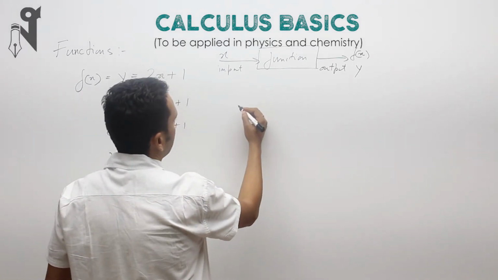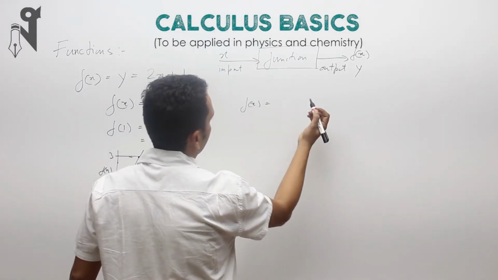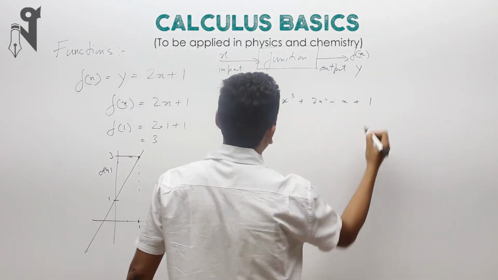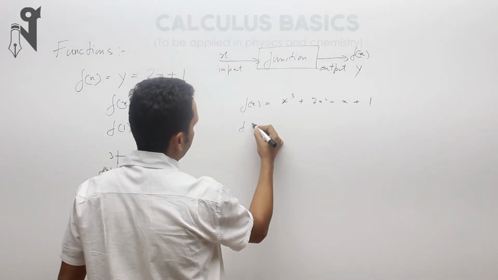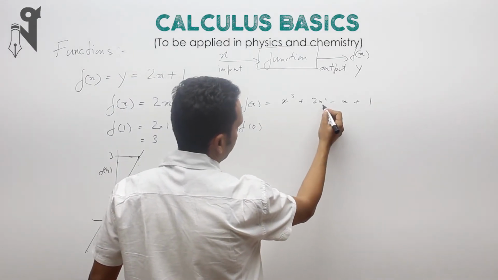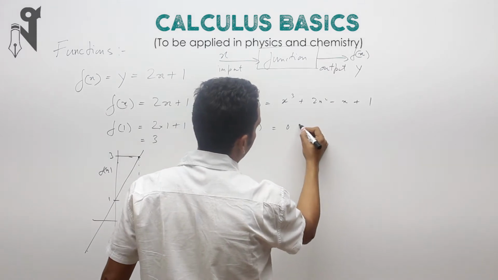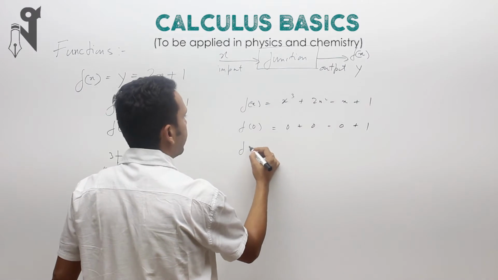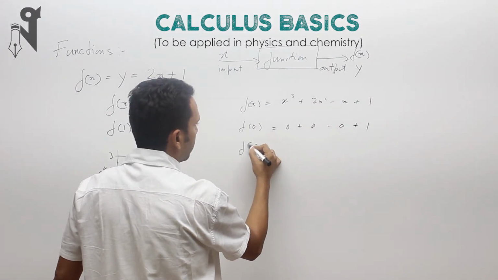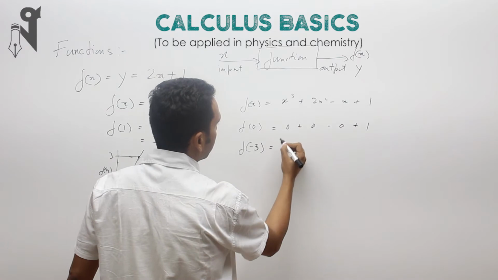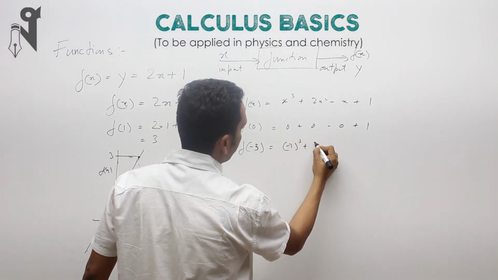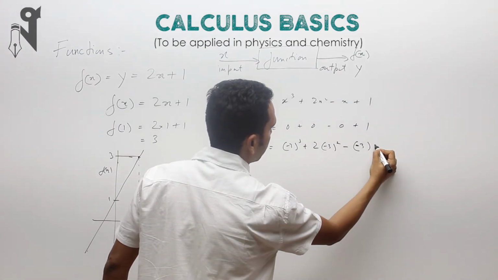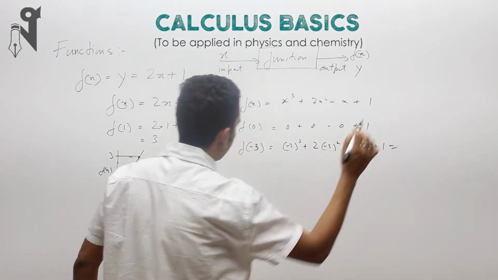The functions can get a bit more complicated, wherein it can be a polynomial, something like this. And if I say what is f(0), obviously 0 cube, 0 square over here, 0 over here, and what you're left with is just 1. What is f(-3), say? Then it is (-3) whole cube plus 2 times (-3) whole square minus (-3) plus 1, and whatever value it gives.